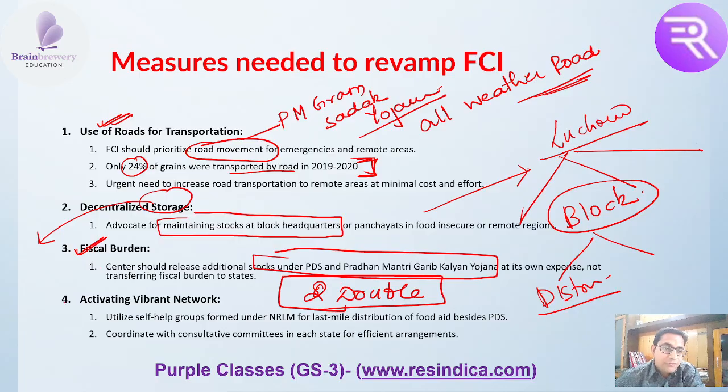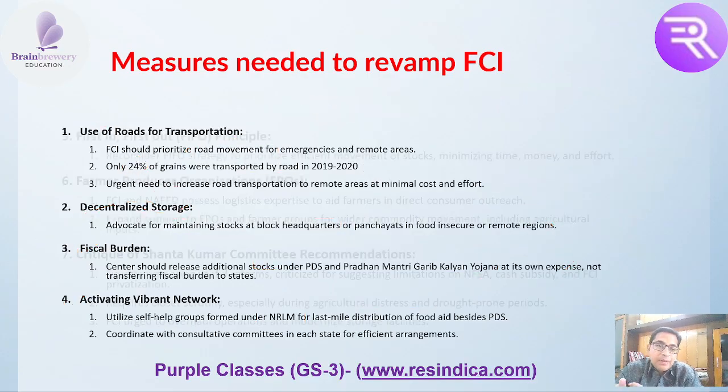Then we have to utilize our good, vibrant network. We have self-help groups, we have national rural livelihood programs. So last mile distribution has to be connected properly. For that we need certain kinds of committees, local level committees, who can help in this way.